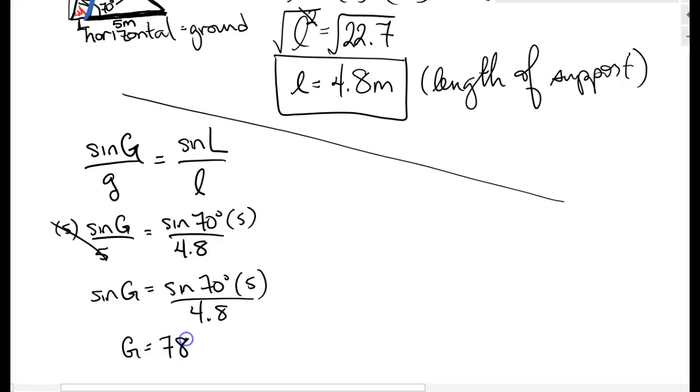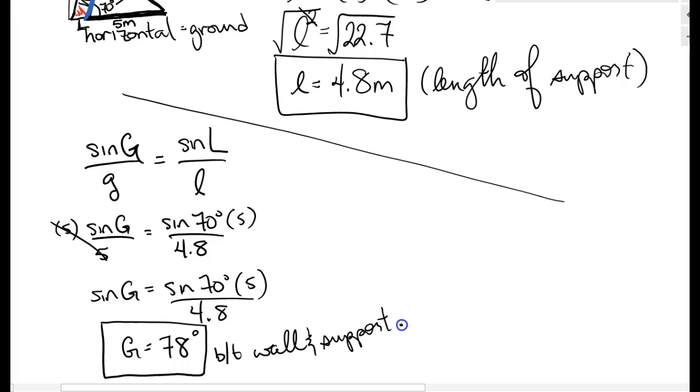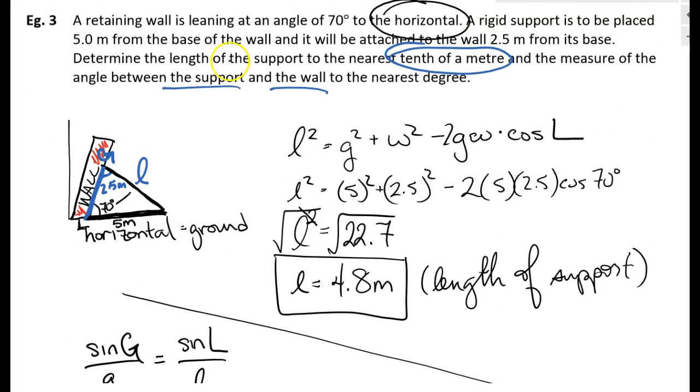78.19, but again, angles we keep to the nearest degree. So I get angle G is 78 degrees, or that is the angle between the wall and the support. There we go. Now I'm done the question. I found both the pieces, the length of the support and the angle between the support and the wall.